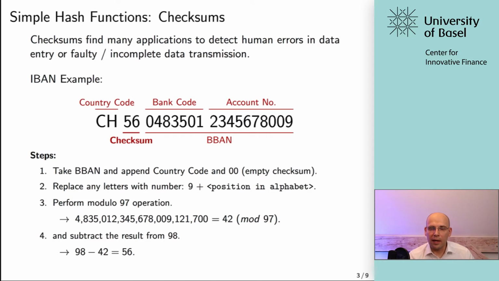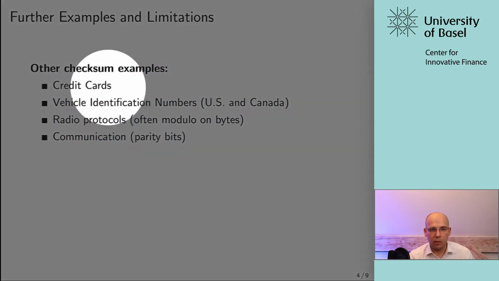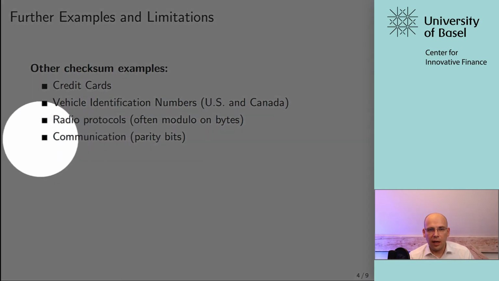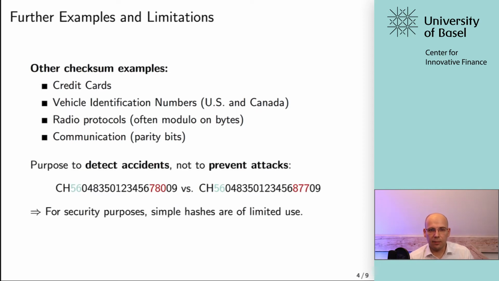Then your online banking will in many cases be able to tell you that this is an invalid IBAN before you even send the payment, which is of course great. And there are similar approaches, for example, with credit cards, with vehicle identification numbers in the US and Canada, with radio protocols to make sure that everything got transmitted correctly, and communication, where you have parity bits. So basically where you have individual bits that check if a certain package actually corresponds to the actual data or has any mistakes in there.